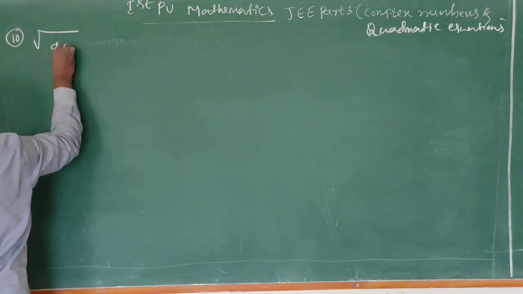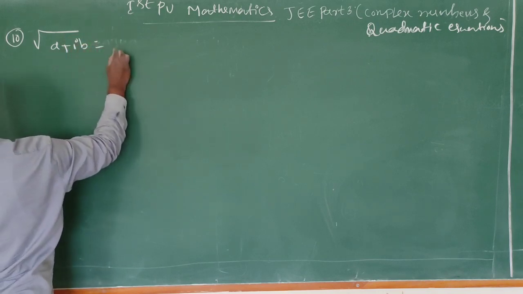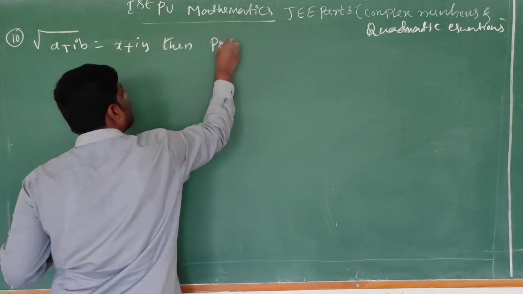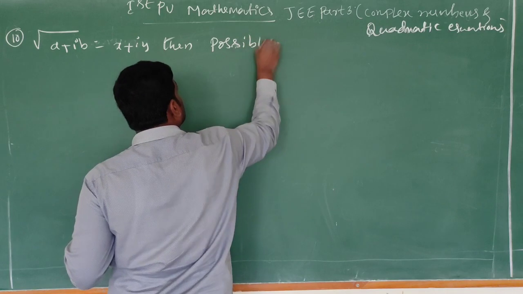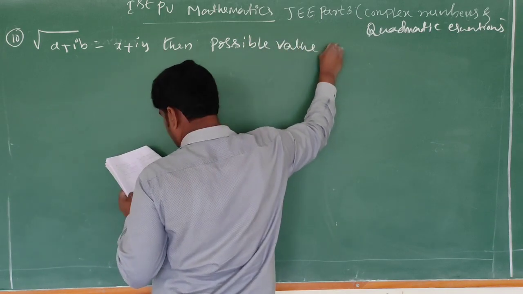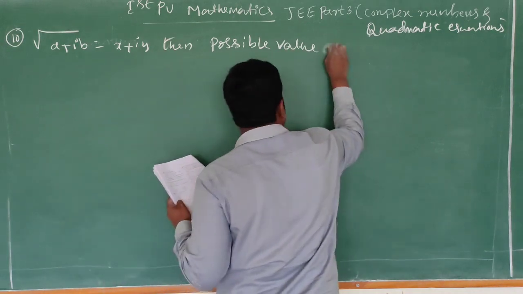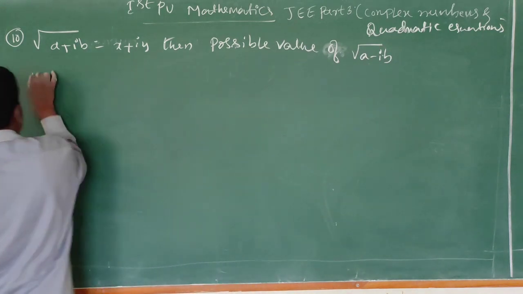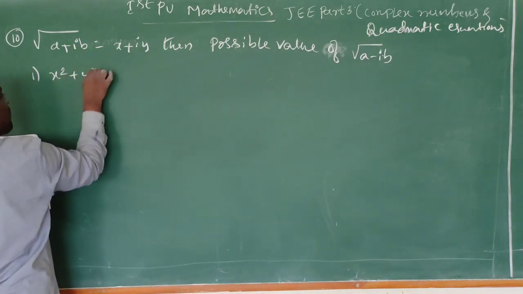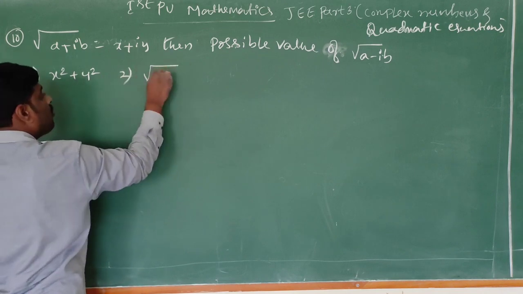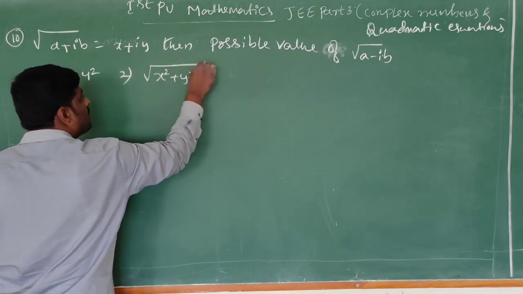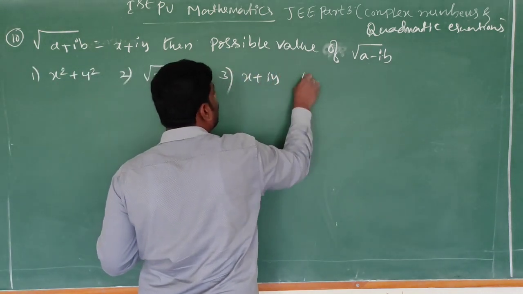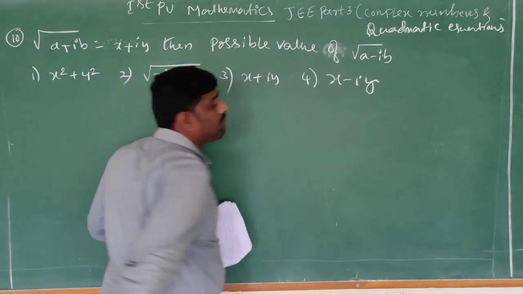If square root of a plus ib equals to x plus iy, then possible value of square root of a minus ib. First option, x square plus y square. Second option, square root of x square plus y square. Third option, x plus iy. Fourth option, x minus iy.